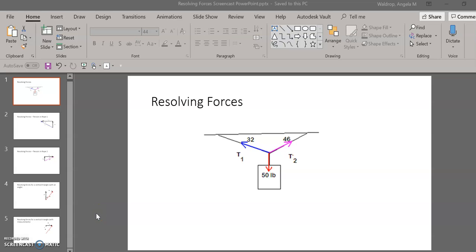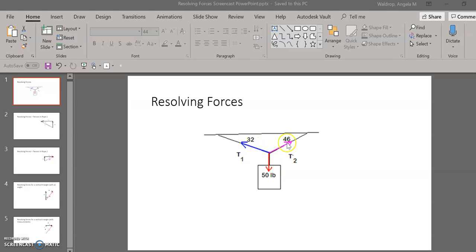Okay, so what we're going to learn how to do today is how to resolve forces for a concurrent coplanar system. Whenever we have a system that looks like this, you can see that I have three forces that are all going back to the same point. They are a concurrent coplanar system.